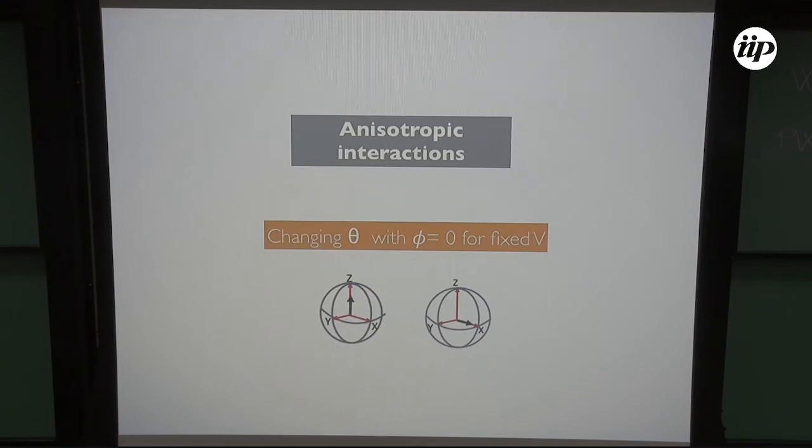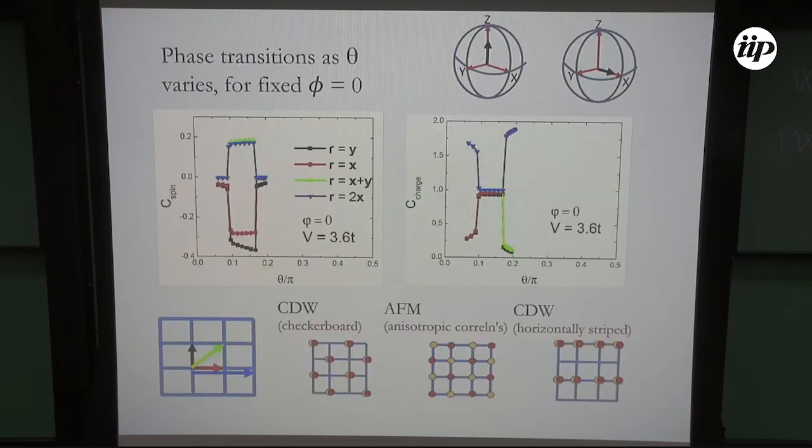So we could just see the effect of changing theta and keeping v fixed, and we once again go through different phases. The phases that have strong spin correlations are again antiferromagnetic, and here are for intermediate angles. And here for small values of theta, we go from the checkerboard on this side to the horizontally striped on the other side.